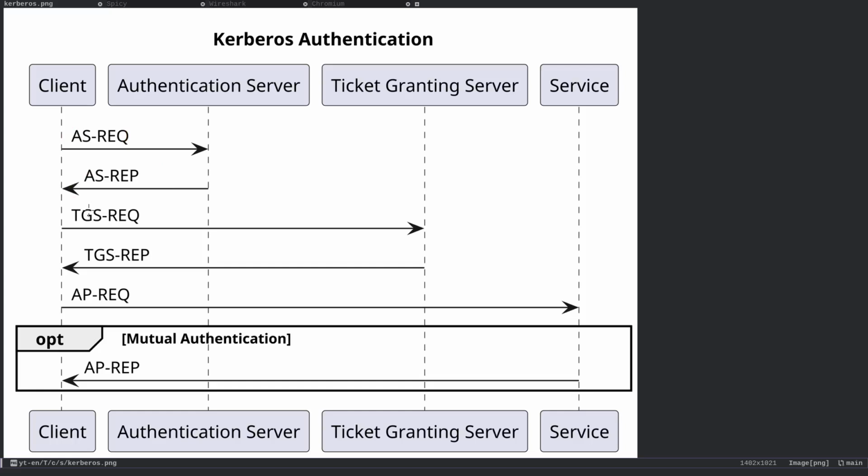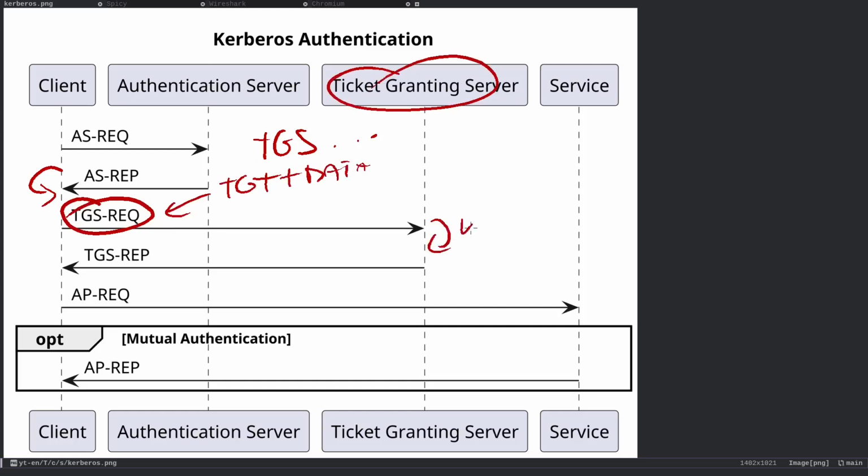Now at this point, the client does a bunch of operations, extracts the TGS session key, and sends the TGS-REQ to the ticket granting server. The TGS-REQ contains the TGT obtained from the AS plus a bunch of other data, and the ticket granting server validates everything, and if everything matches, it generates a TGS-REP. The TGS-REP contains the service ticket.